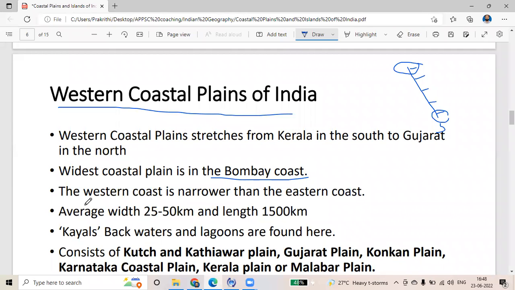When compared to the eastern side, the western side has a narrow coastal plain. This area has a narrow coastal side because we know that the Sahyadri or the Western Ghats is continuous. It is just like a cliff. It has a cliff-like formation. So it has had such an upliftment.